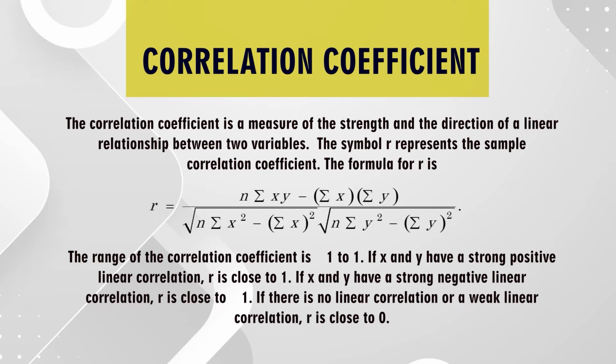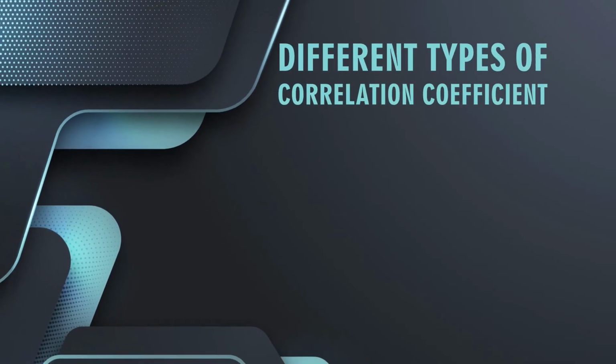This is the formula, and the range of the correlation coefficient, as we have already talked about, varies from -1 to 1. If x and y have a strong positive linear correlation, r is close to 1. If x and y have a strong negative linear correlation, r is close to -1. If there is no linear correlation or a weak linear correlation, r is close to 0. Different types of correlation coefficient are there.